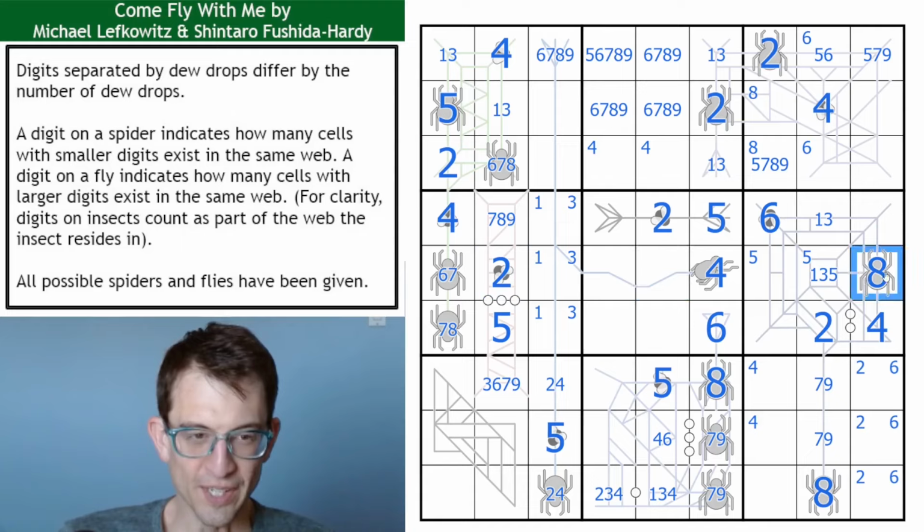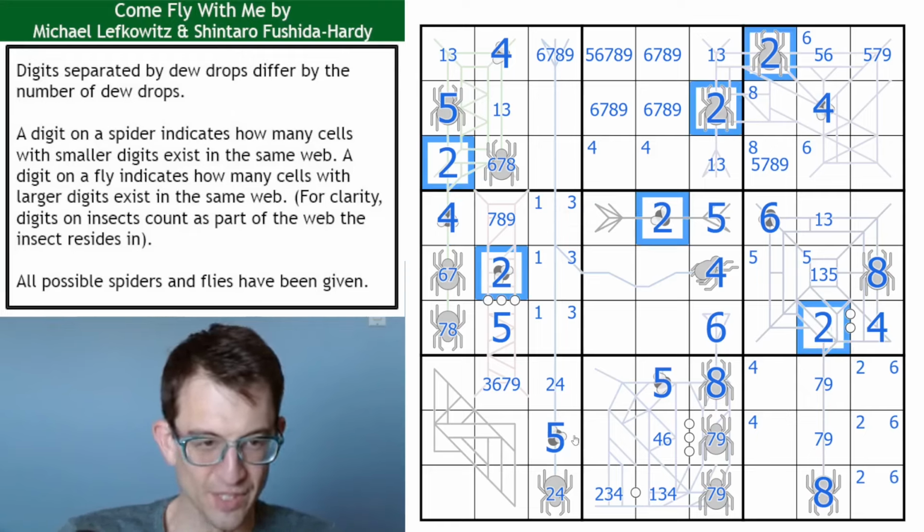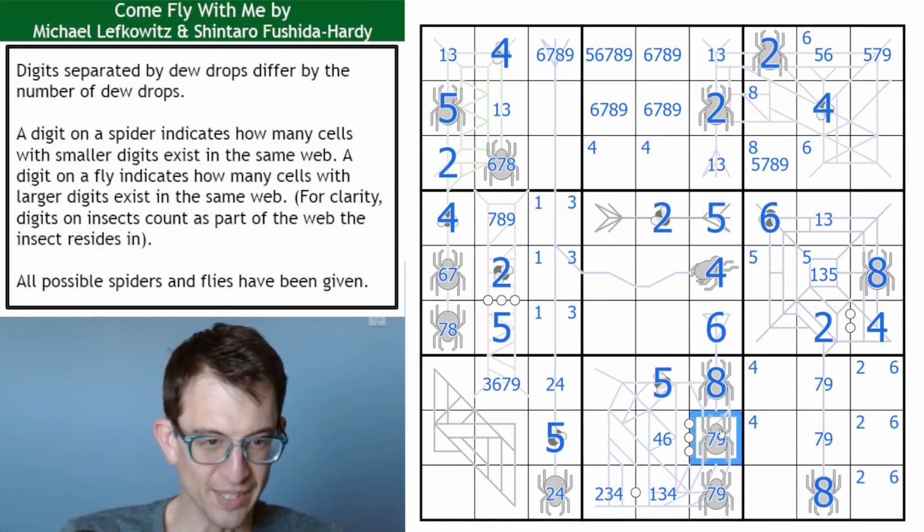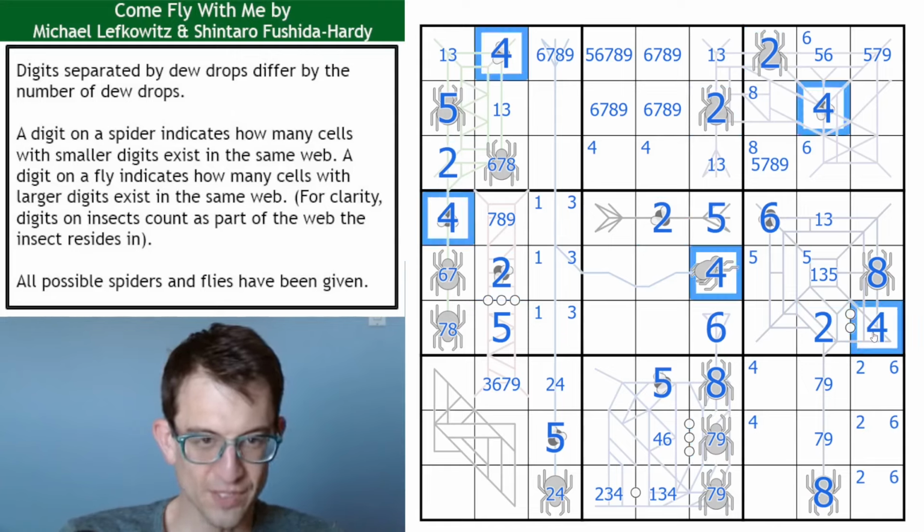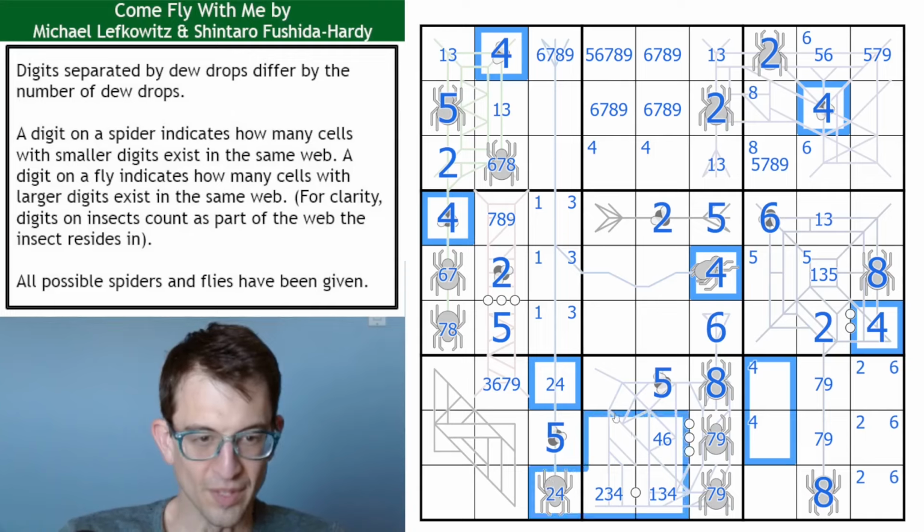Two, 4, and 8. Oh wait. Oh no. 2 and 4 are all done. 2 and 4 are done here. Actually, can I just do Sudoku on 2s? No, I can't. 4s? Still no. Yeah, okay.